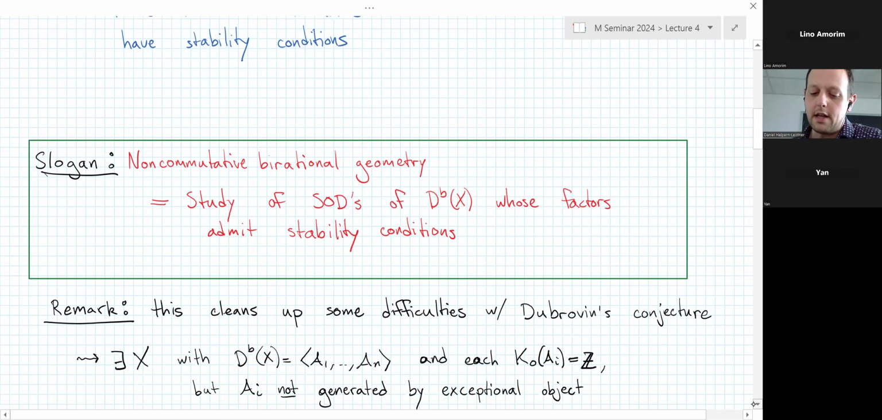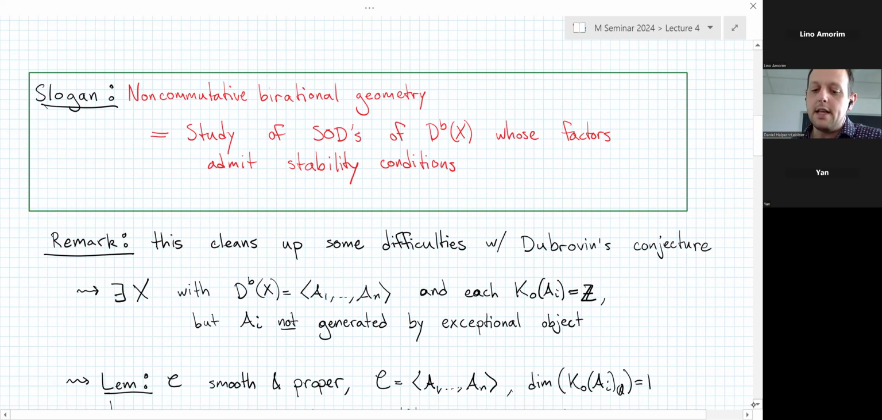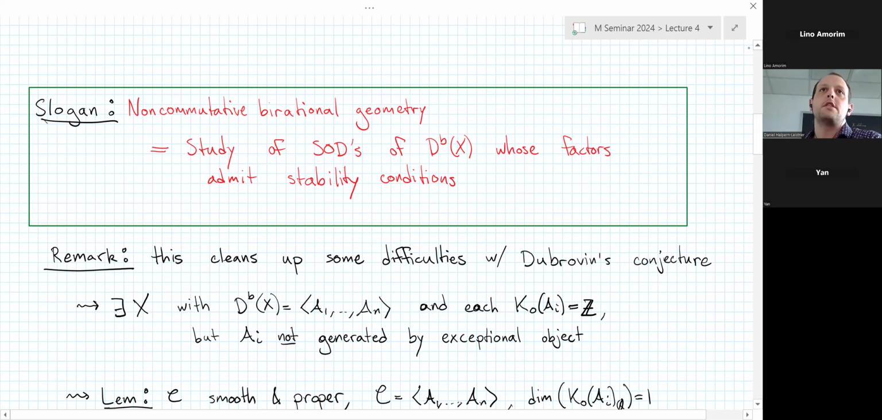And I will explain a little bit of how this alleviates certain things. For instance, people who are thinking about Dubrovin's conjecture, this is the conjecture that generically semi-simple big quantum cohomology is equivalent to having a full exceptional collection. It's a very intriguing conjecture, and lots of people have thought about it. And in general, people have studied different classes of varieties with full exceptional collections. But a problem that comes up there is this existence of phantoms issue.